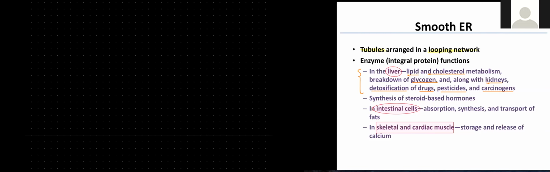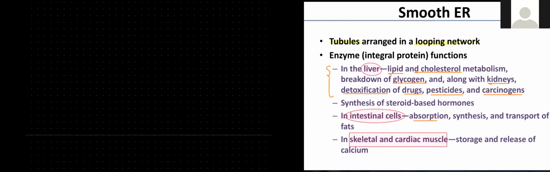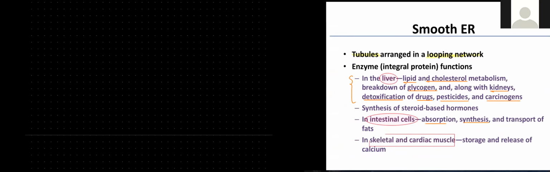In the intestinal cells, they would be responsible for allowing the absorption, synthesis, and transport of fat. On the other hand, in the skeletal and cardiac muscle cells, this will serve as a site for storage and release of calcium. So generally speaking, what is the function of the smooth endoplasmic reticulum? Again, this is going to be determined according to where you are asking about.